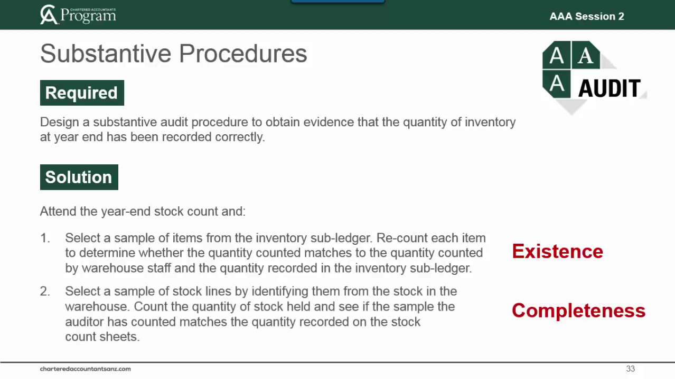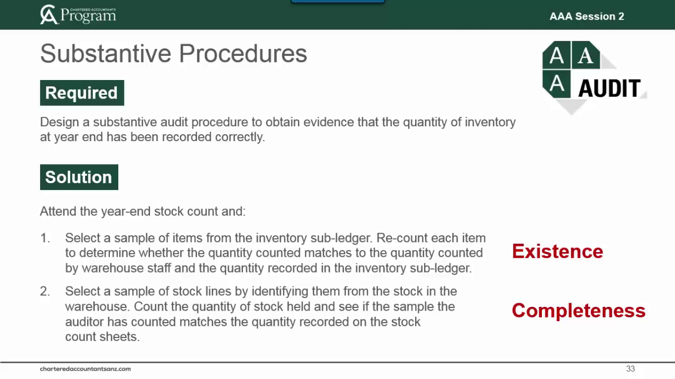The second procedure here is commonly known as going from floor to sheet and addresses completeness. When you're trying to test completeness, you're trying to find out if management have omitted things from their records. That means you can't start with their financial records. You have to start from the place where everything should be, in this case, the warehouse floor, and then go back to the records to see if inventory has been included in there, if it should be.